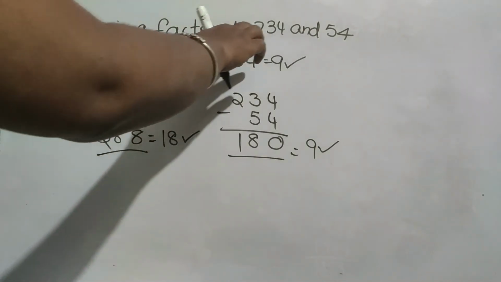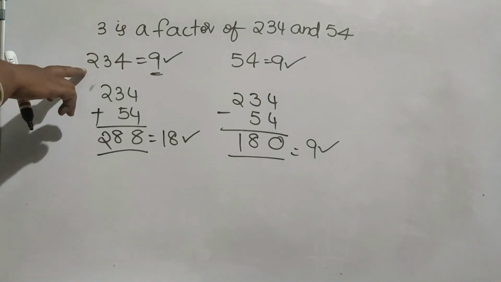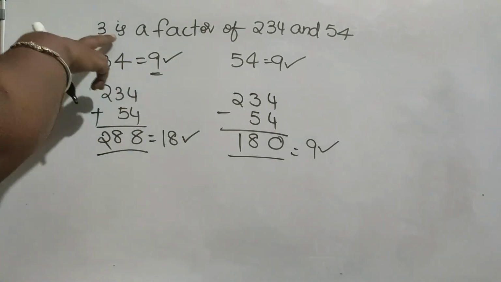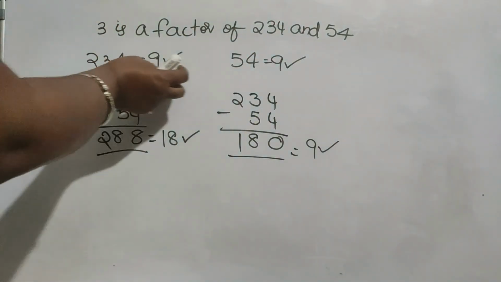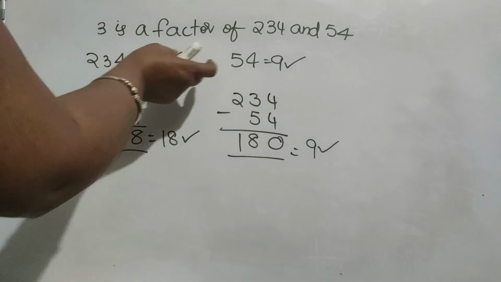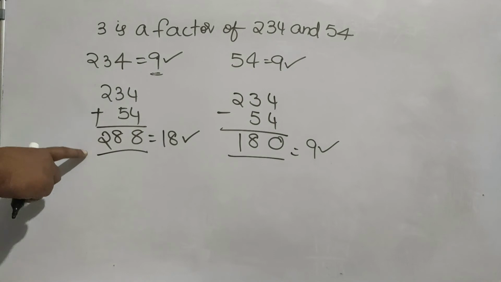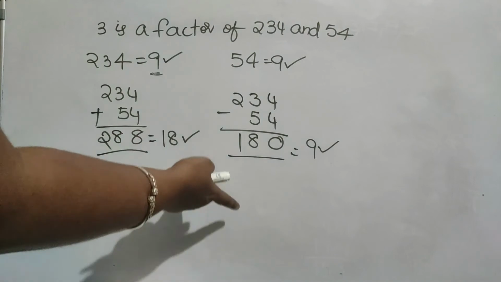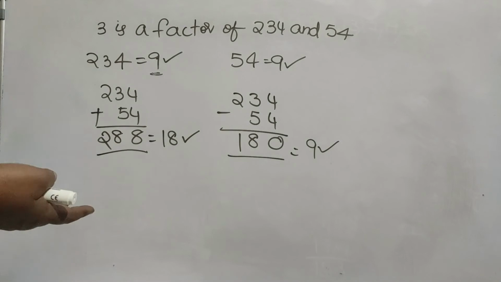3 is a factor of 234 and 54 is the given problem. We need to find out whether 3 is a factor or not. 2 plus 3 plus 4 is 9. So 9 is a 3 multiple. 5 plus 4 is equal to 9. 9 is a 3 multiple. So 3 is a divisor of 234 and 54. Now for 234 plus 54, the result is also divisible by 3. For 234 minus 54, the result is divisible by 3. So whatever the question has given, we answered. Moving on to the next question.